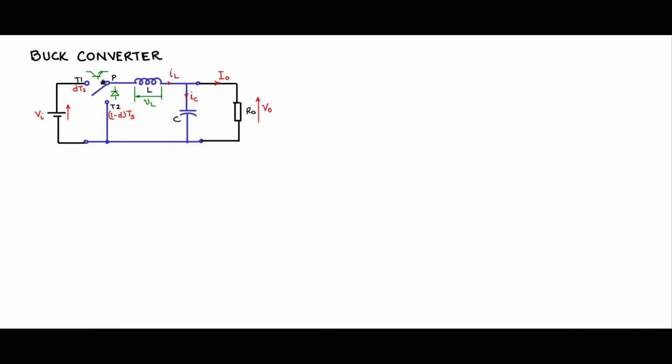So let us place these components in place of this single pole double throw switch and see how the circuit will look like. So let us erase those portions. We will place the BJT here in this direction, T1 to P. This is the pole. Diode in this direction. This is the pole. This is Q and this is D. So this is the buck converter circuit with the semiconductor switches in place.